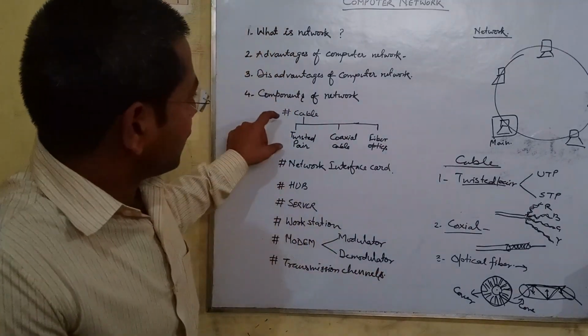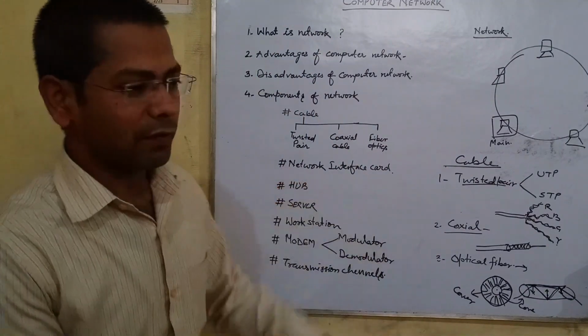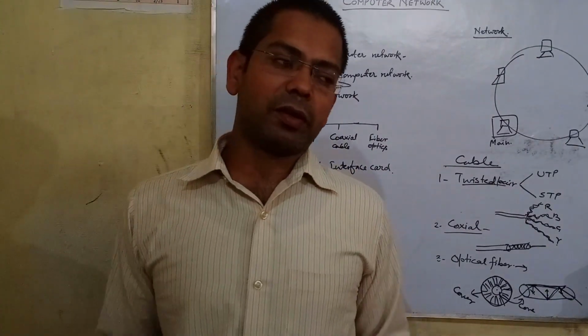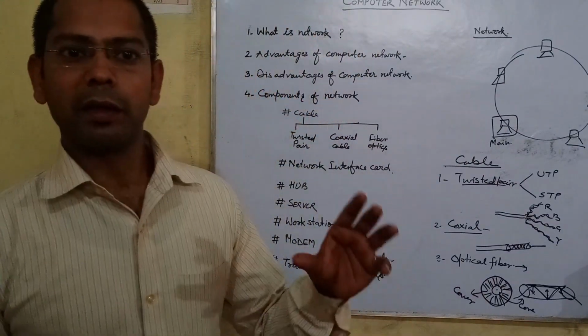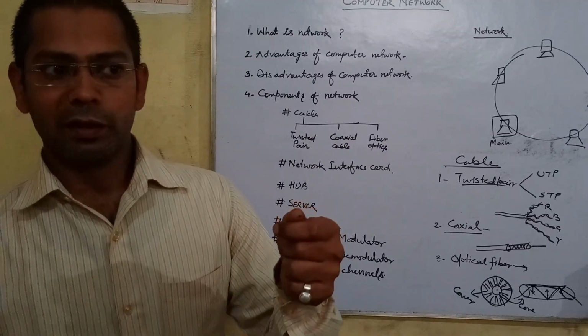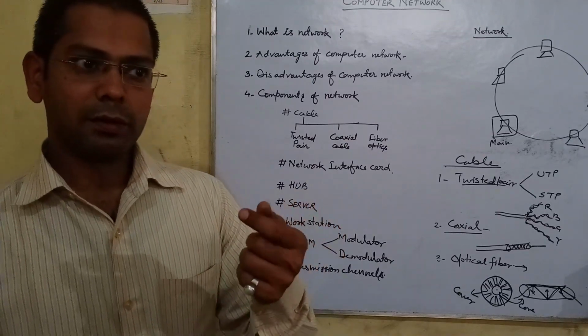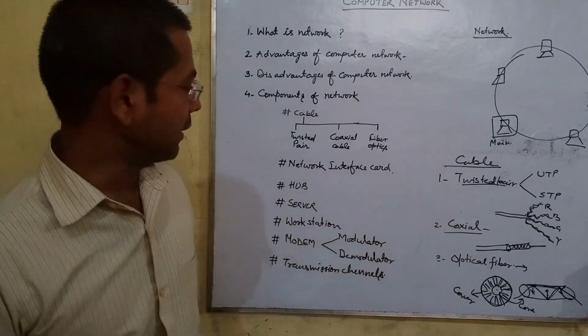So it was a discussion about the cables. Now comes the network interface card. The network interface card is a simple hardware of the computer which directly connects to the motherboard of the computer, in which we plug in the telephone wire, and through the telephone wire we can use internet.